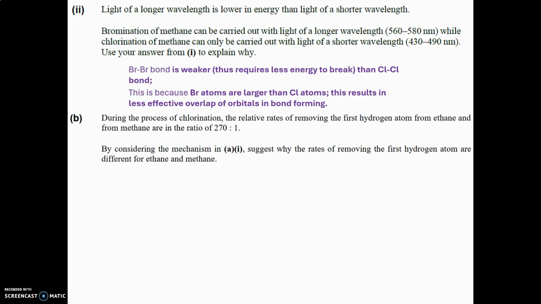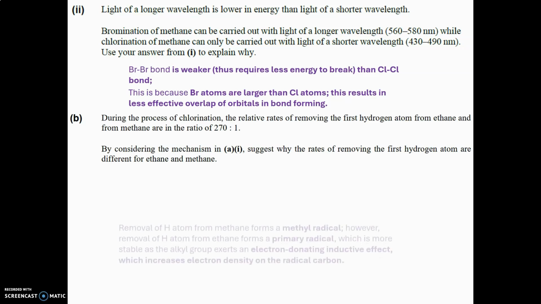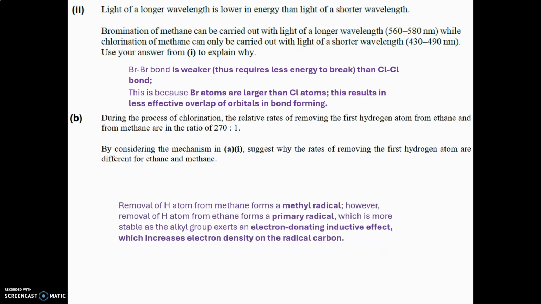Part B, in chlorination, the rates of removing the first H atom from ethane and methane are 270 to 1, which suggests that the first hydrogen atom is much easier to remove from ethane than methane. So why is this the case? You need to look at the type of radical that is formed after you remove the H atom from both methane and ethane respectively.